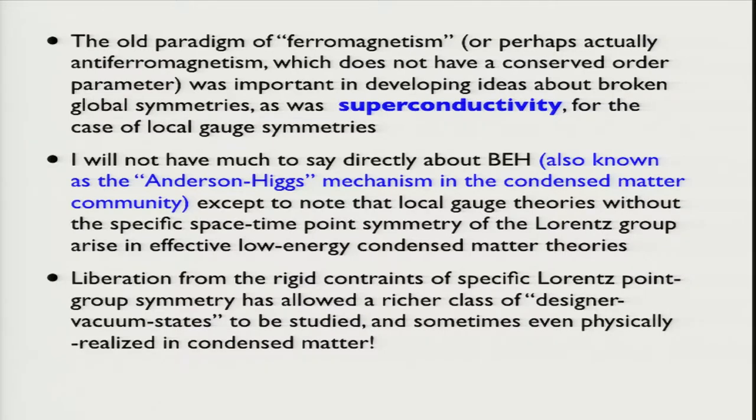And in fact, when you liberate gauge theory discussions from the tyranny of the Lorentz group, which is just one particular point symmetry group of space-time, in condensed matter we have a much richer class of possible vacua with all kinds of other symmetries besides Lorentz symmetry. And of course, all these principles in gauge theory are quite independent of the details of the point group of the particular realization they are applied to. So it's a much more interesting thing.